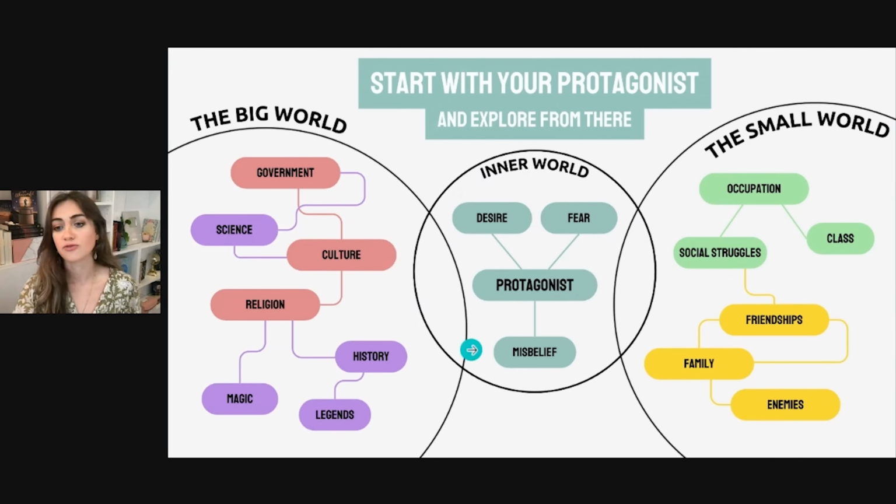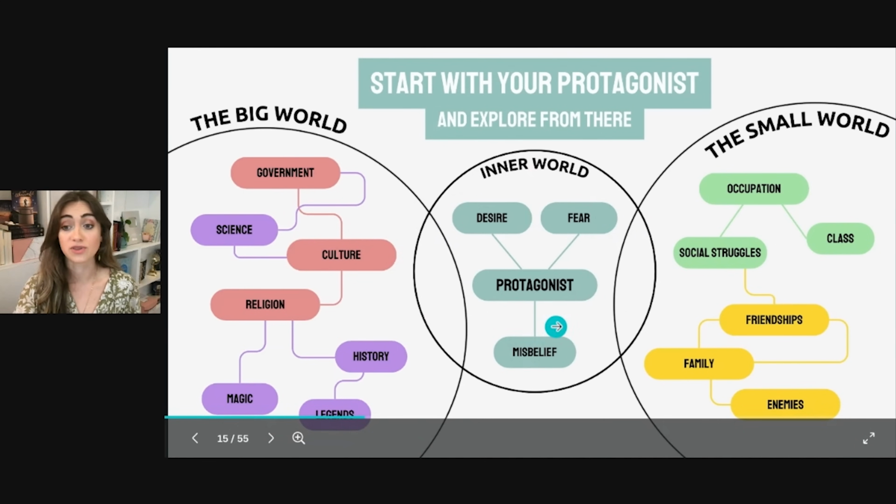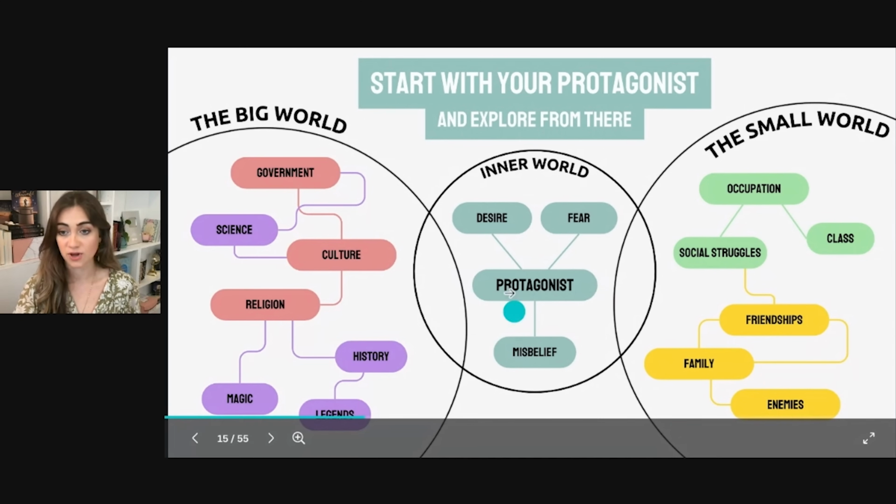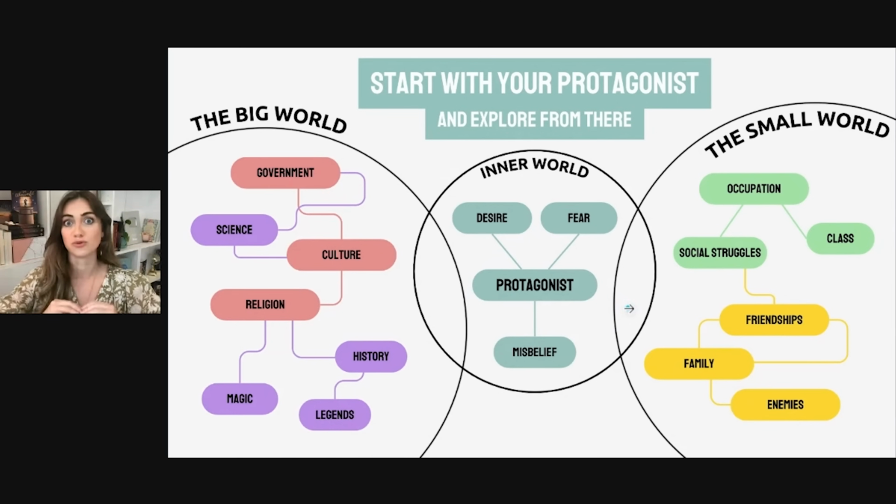So first we have this bubble here that is the protagonist's inner world. Okay, this is what we always talk about on my channel. We have the protagonist, we have their desire, their fear, their misbelief. Okay, their desire and their fear stem from their misbelief, so the misbelief is at the root of who they are. I'm going to show you an example of this filled out in a minute.